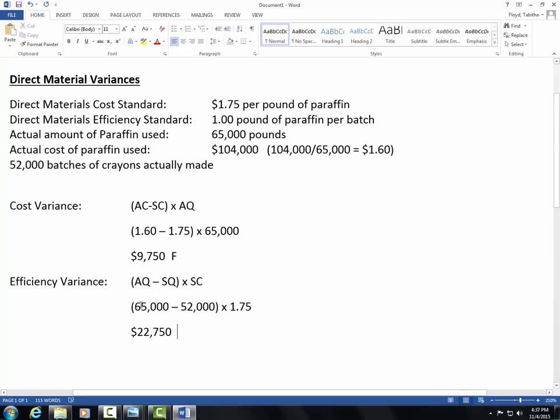We've got to think, is this favorable or unfavorable? Well, our actual quantity, we used a lot more wax than we planned to use, or that we should have used. We used a lot more, so that would have increased our expenses. So this is unfavorable. Okay, so that is our direct material cost variance and our direct material efficiency variance.